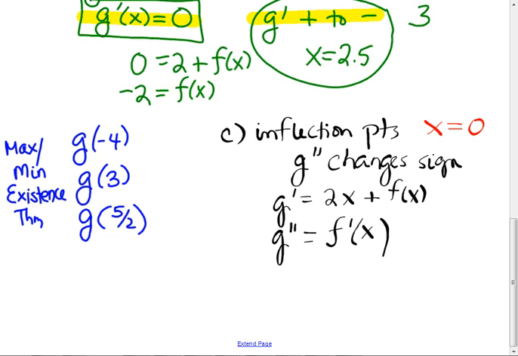The second derivative is undefined. That's okay. Inflection points occur with the second derivative. Candidates are when the second derivative is 0 or undefined. If the second derivative is 0, well, I'm thinking second derivative test. You just have to check to see if the signs change.